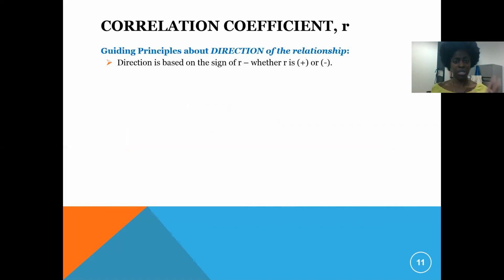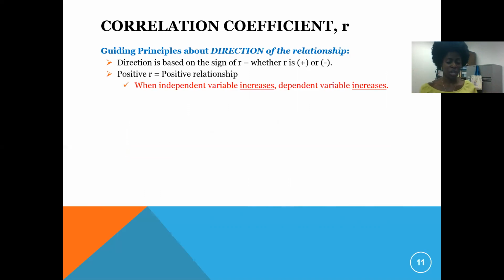And some other guiding principles. So we've talked about direction already. Direction should always mean to you positive or negative.